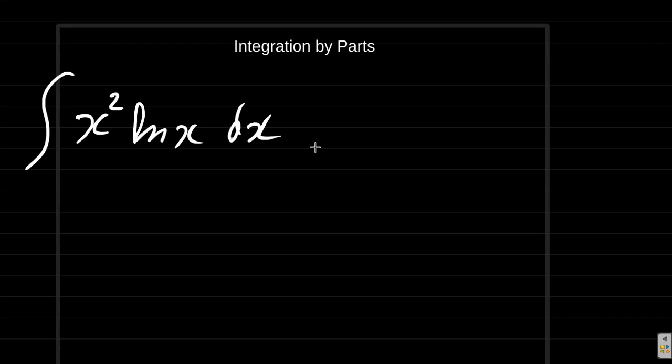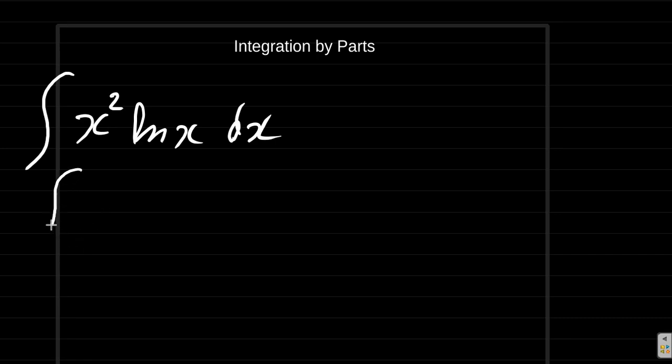Let us integrate x squared ln x dx. Now we have two functions of x that multiply together. One is x squared and the other is ln x. We're going to use integration by parts. Now remember the integration by parts formula.